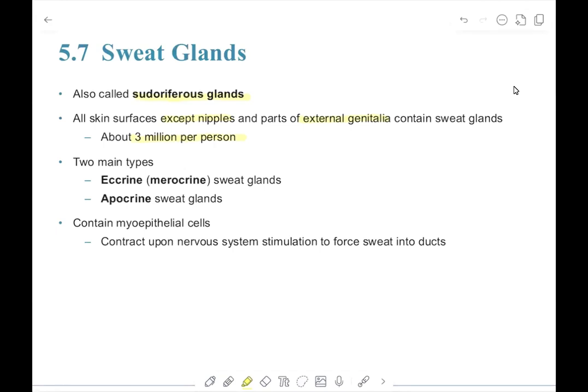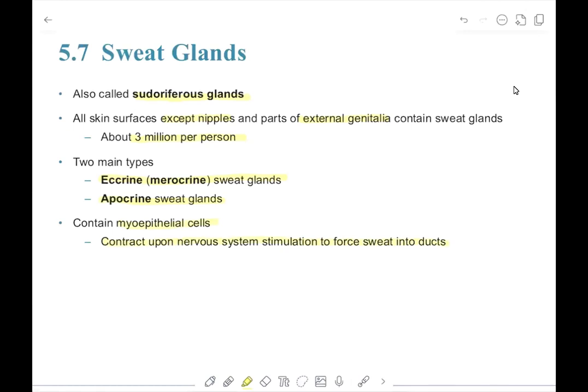The two main types are either eccrine or merocrine sweat glands, as well as apocrine sweat glands. There's also some other modified sweat glands as well. But these sweat glands contain myoepithelial cells, myo because there's a little bit of muscle there, and they contract upon nervous system stimulation, which forces sweat out of those glands.